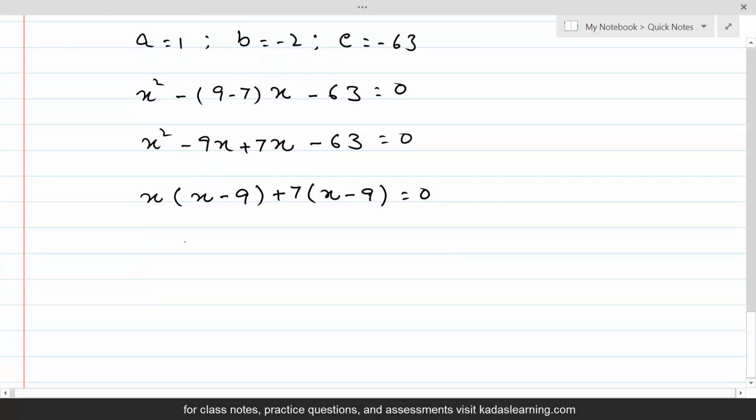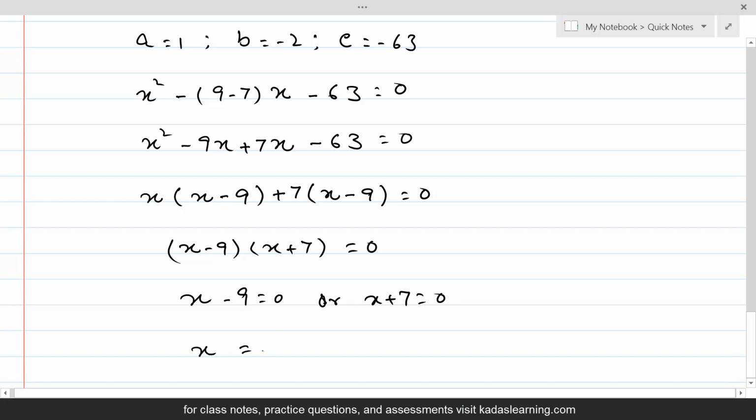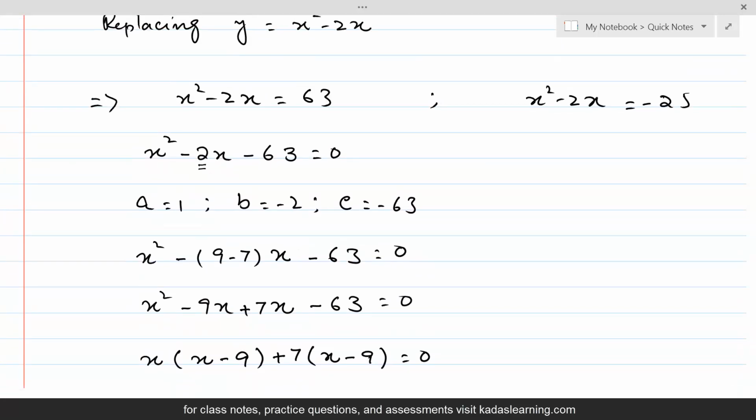So this is x minus 9 times x plus 7 equal to 0, which gives x minus 9 equal to 0, or x plus 7 equal to 0, and this will give us the value of x equal to 9 or the value of x equal to minus 7. So these are two values of x, and the remaining two values will be found by the second part.